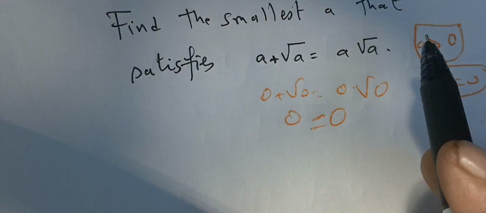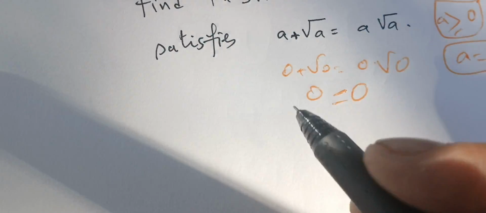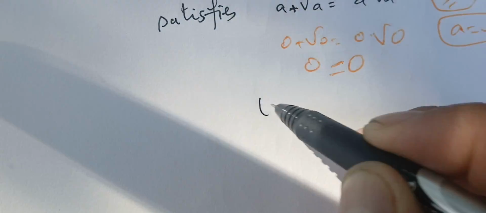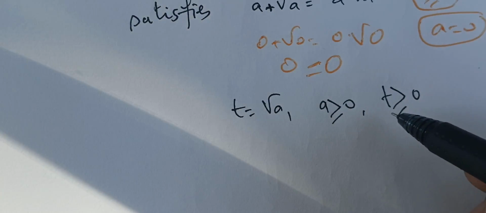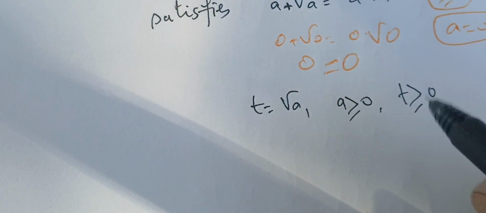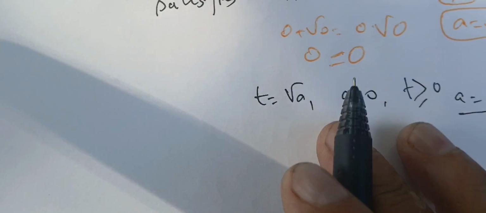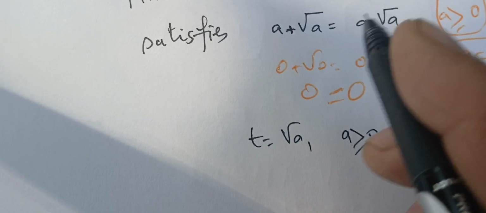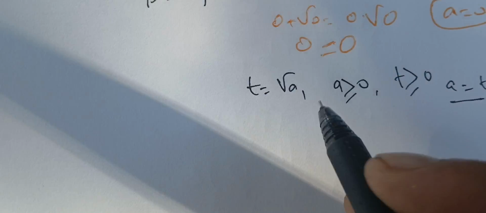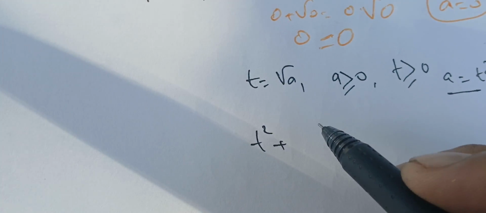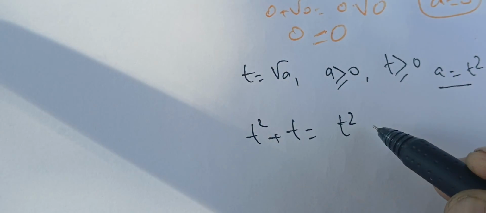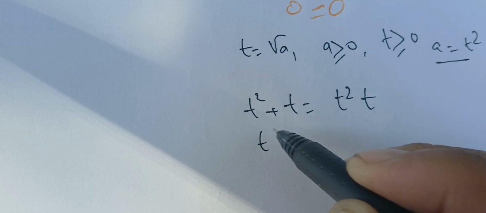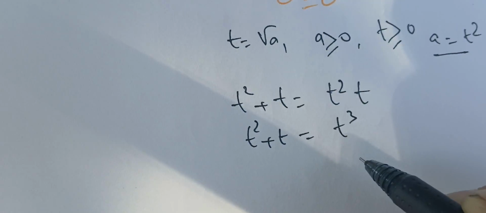To be able to solve this one quickly and nicely, we will let t be the square root of a. And since a is bigger than 0, that means t is bigger than 0. In this case, a is going to be t squared. So here we transform the equation into this one: a is t squared plus the square root of a, which is t, is equal to a, which is t squared, times the square root of a, which is t. This gives us t squared plus t is equal to t cubed.